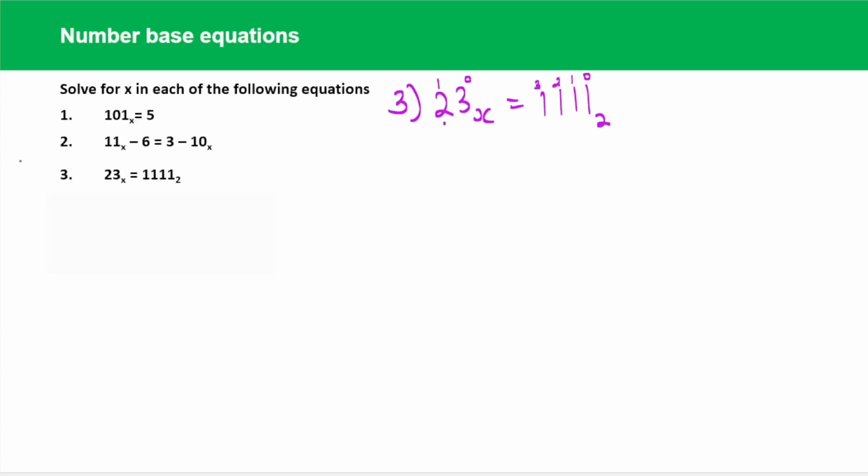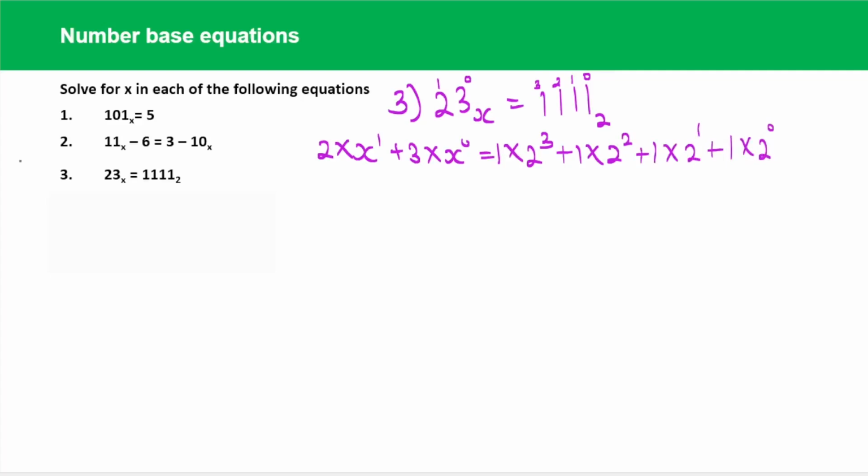The next step will be to use each digit, multiply the base, raised to the power assigned to the digit. So this will be 2 times x to the power of 1 plus 3 times x to the power of 0 equals 1 times 2 to the power of 3 plus 1 times 2 to the power of 2 plus 1 times 2 to the power of 1 plus 1 times 2 to the power of 0.